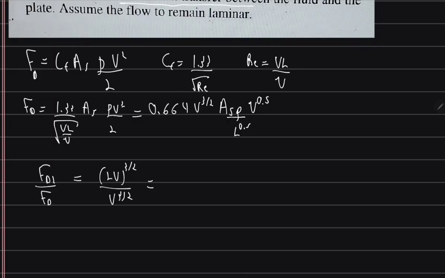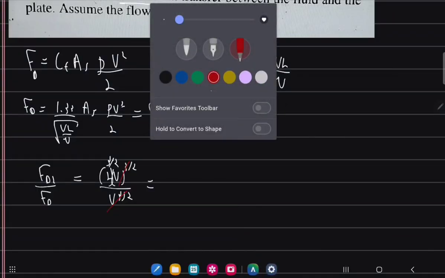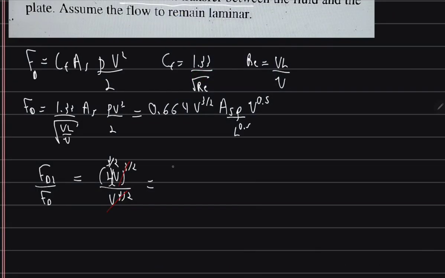Well, because of rules of exponents, we can actually break this up. This is being multiplied, so we actually have 2 to the 3 halves times v to the 3 halves. Just like everything else, v to the 3 halves cancels, and we are left with 2 to the 3 halves as the ratio of FD2 to FD.